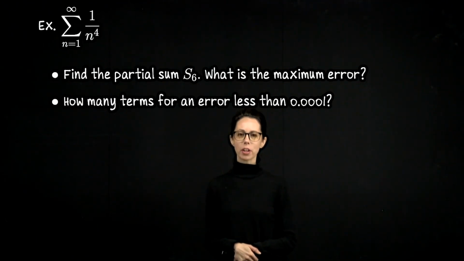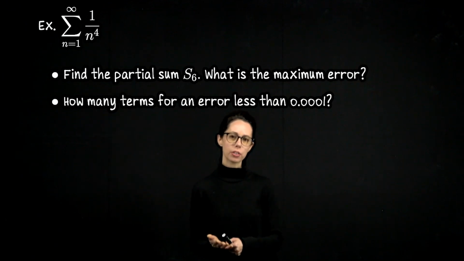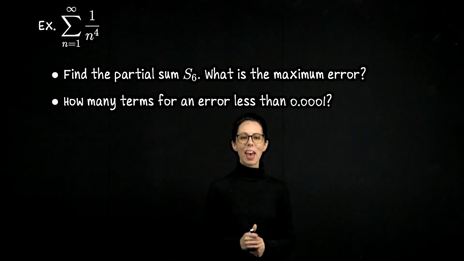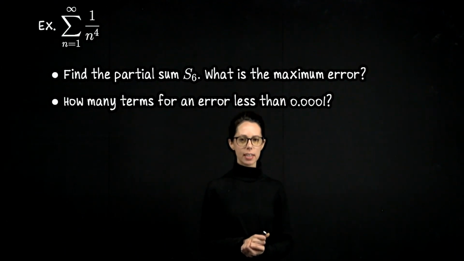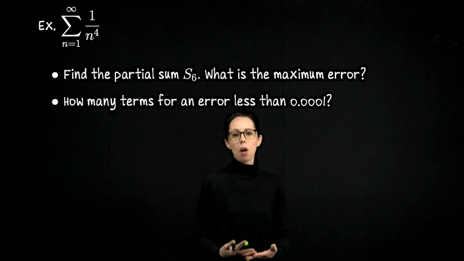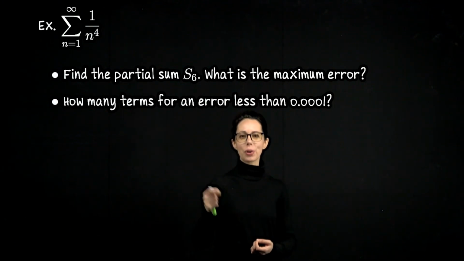Let's use this remainder computation to provide a partial sum for this convergent p-series, and then we'll estimate the size of the remainder, and then we'll figure out how many terms we would need to guarantee that the remainder is suitably small. For us, that will be 0.0001.